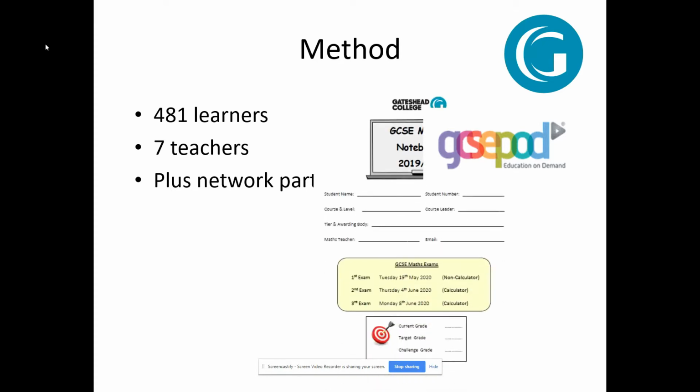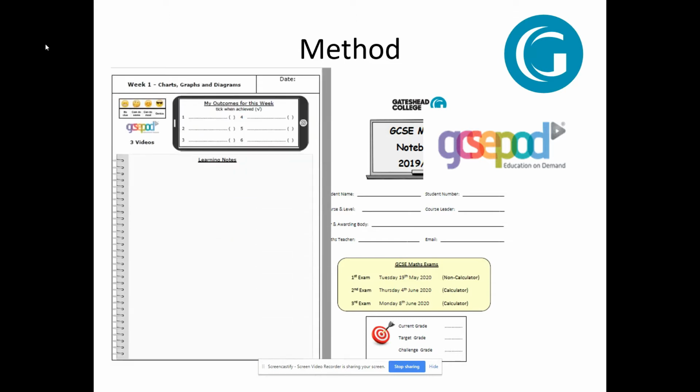GCSE Pod, an online video platform, allows the teachers to set preset videos matching the topic for that week. This allows the students to take notes in a safe environment at their own pace, not being peer assessed or ever being asked questions in a classroom. This can be done by themselves at home, watched and rewatched, and then at the end of each video they would answer online up to about 10 questions.